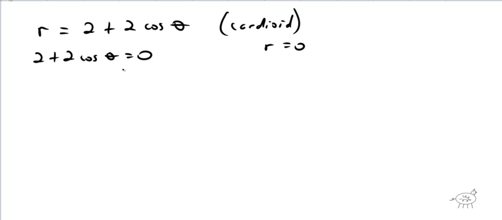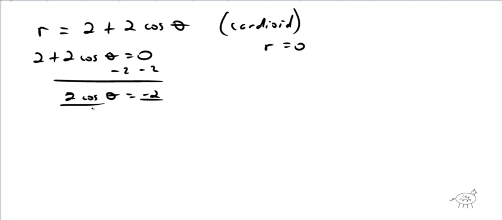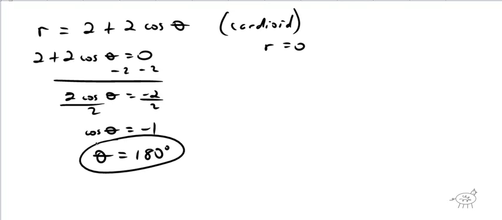So I'm going to subtract 2 from both sides. I get 2 cosine of theta equals negative 2. And then divide by 2. So I get cosine of theta equals negative 1. Okay, so there's only one answer for this. There's only one place where it's equal to negative 1. So cosine of what is negative 1? Well, cosine of 0 is 1. Cosine of 180 is negative 1. So theta equals 180. There's only one answer for this, math fans. Okay? And so your answer is going to be, again, 0 comma 180 degrees. That's it.